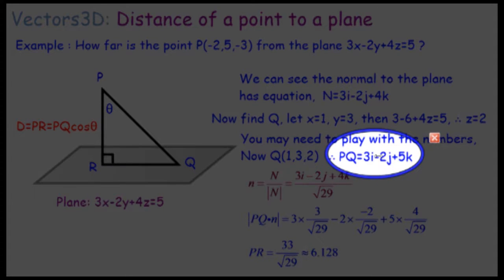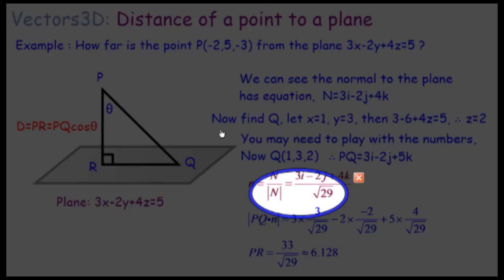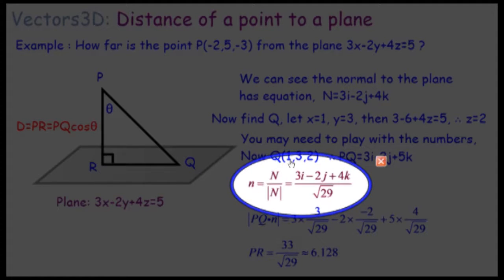Now we need this because we're going to dot it with the normal. But before we can do that, we need to normalize the vector N to get little n. Capital N is the normal vector, and we divide it by its length, which is root 29. You might remember it's the square root of 3 squared plus minus 2 squared plus 4 squared, which gives the square root of 29.